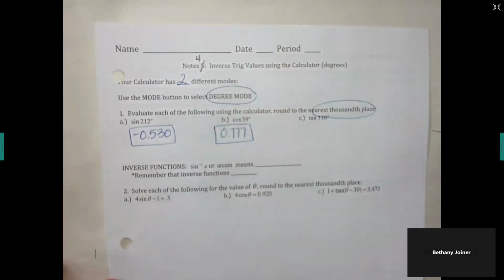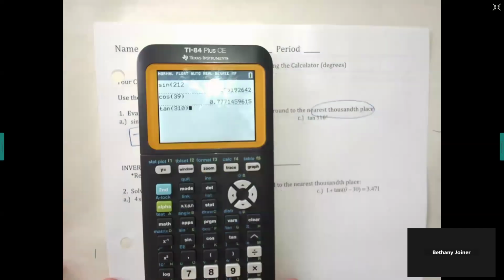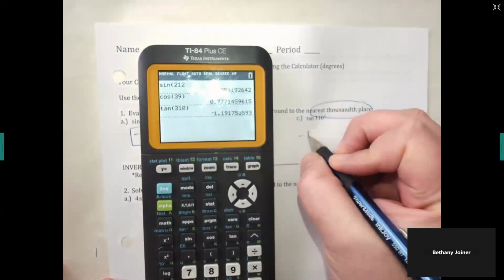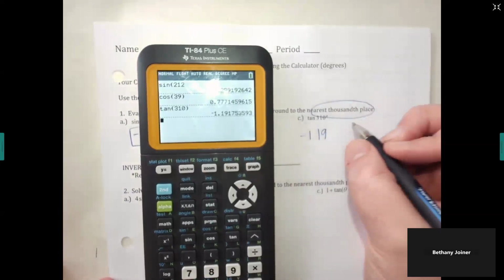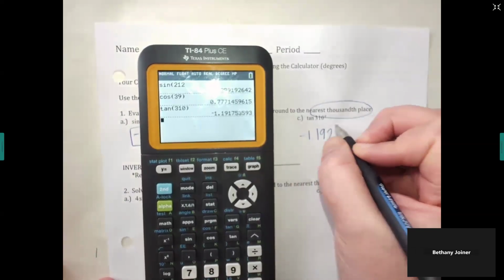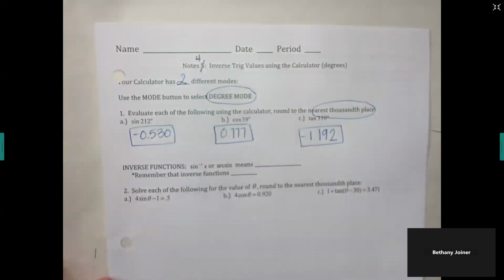Okay, next one, we want tan of 310. Tan button is right next to it. They're all in a row, sine, cosine, and tangent. That gives me negative 1.191, followed by a 7. My 191 is going to go up to a 192. Okay, first part of that, are we good?